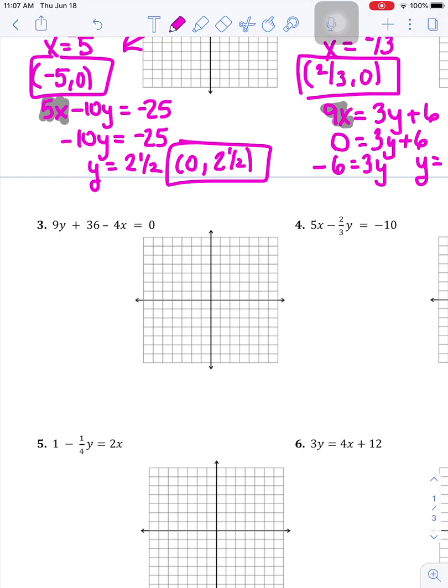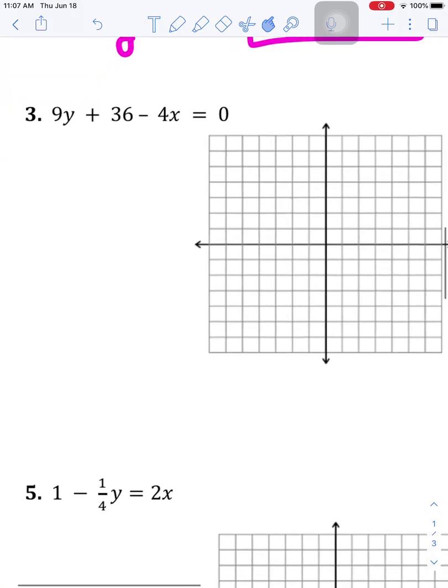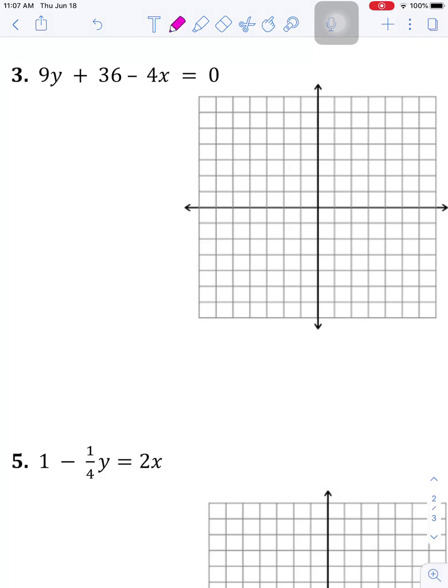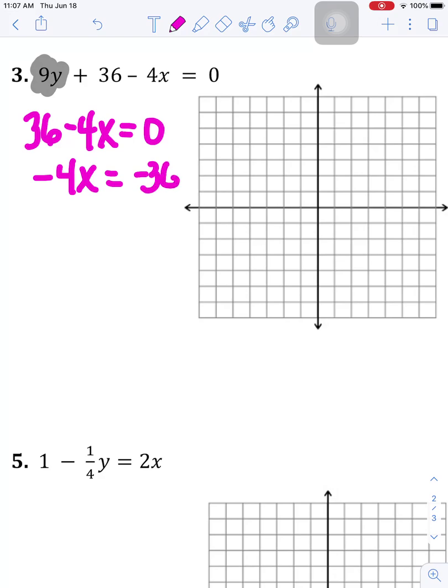In example 3, we are again getting our x and our y intercepts. Again, in this case, it is not in standard form. So we'll start with what we have. The first thing, if we get the x-intercept, we're going to zero out the y. So that leaves you with 36 minus 4x equals 0. Again, this is a two-step equation. So if you subtract 36, you get -4x equals -36. And then when you divide, x is 9.